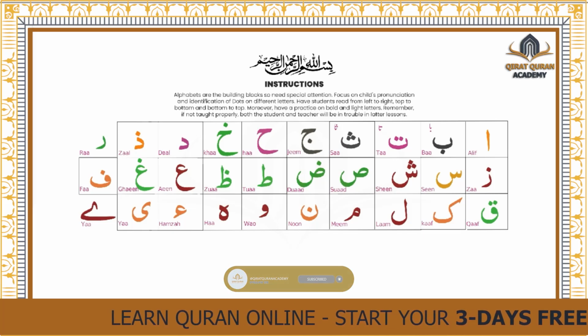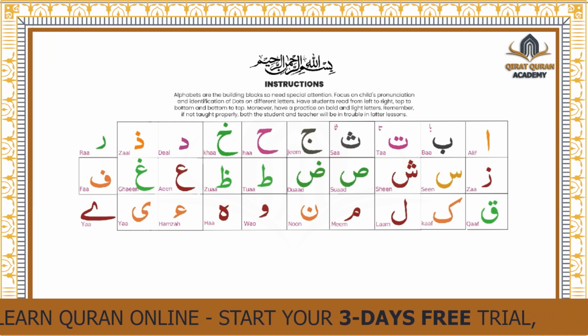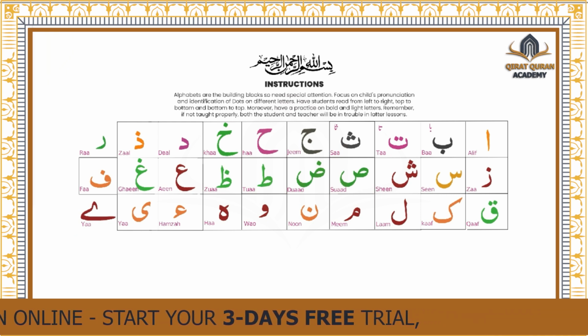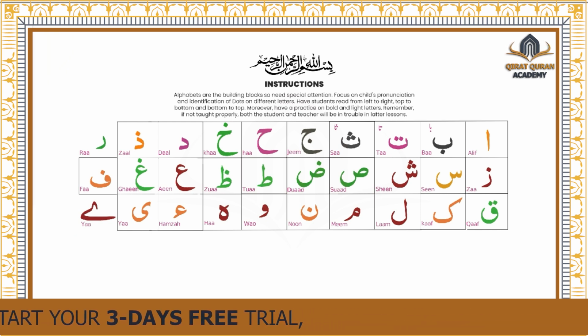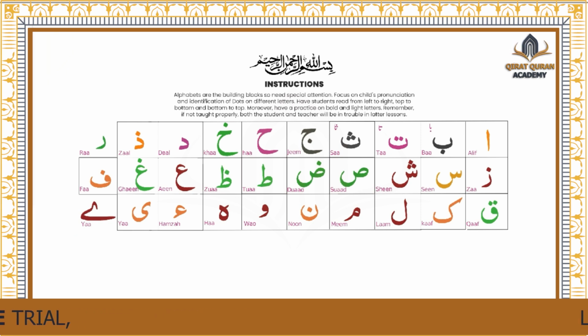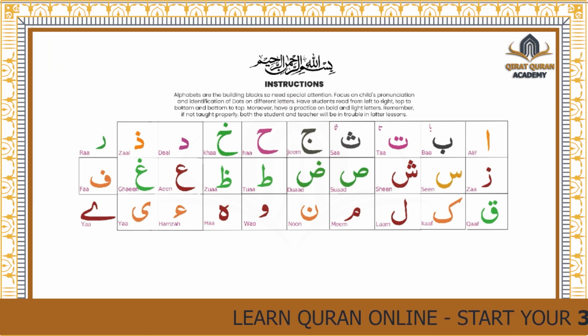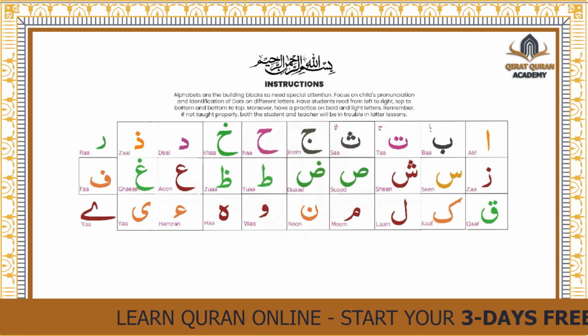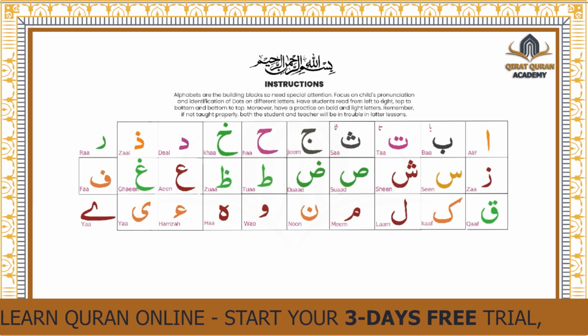Today we will start our second class of first lesson of Noorani Qaida. As you know, in the first class we have learned about first four letters: alif, ba, ta, and sa. So this is the second class in which we will start from Jim. So Jim is our next letter.